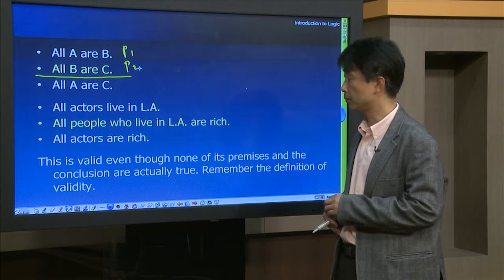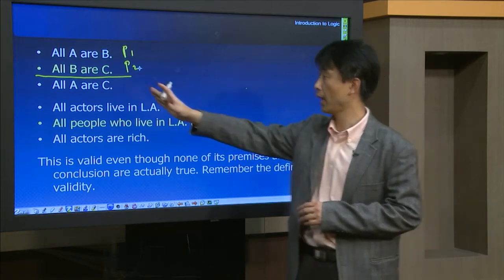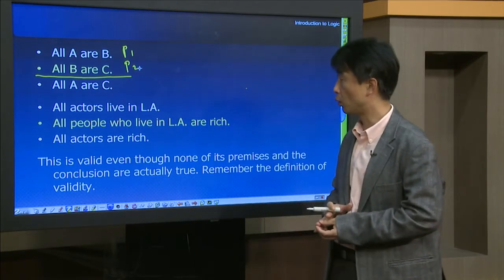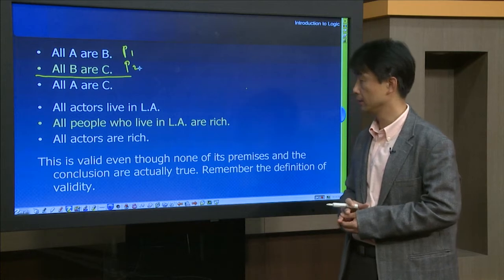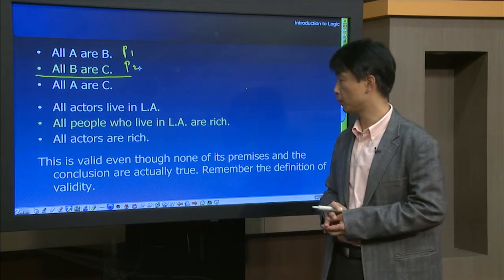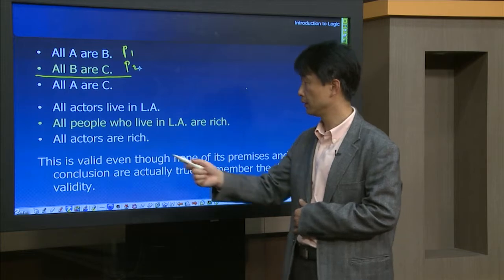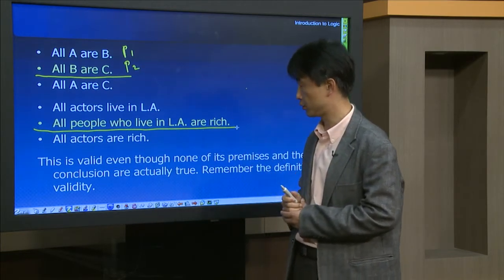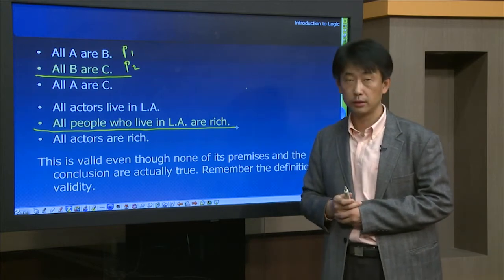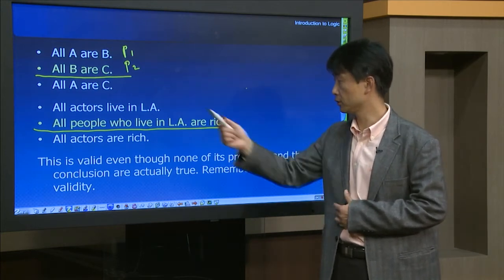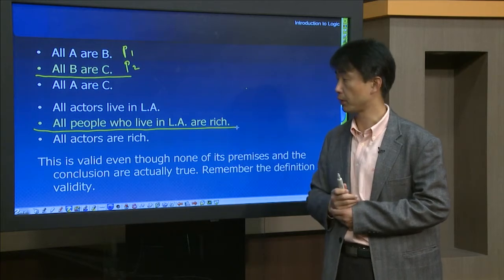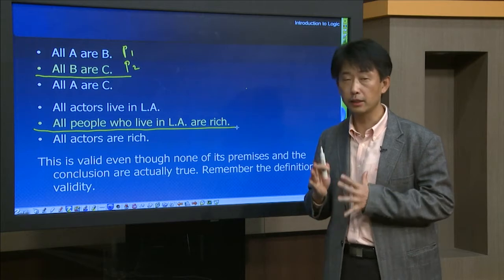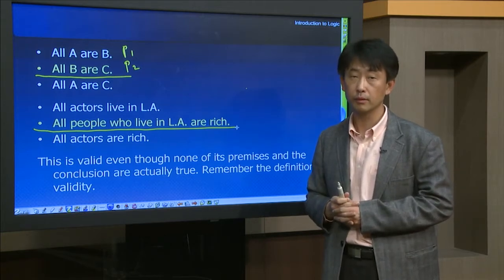An actual example of an argument that has this form is this. The argument says all actors live in LA. The second premise, all people who live in LA are rich. Therefore, the argument says the actors are rich. Notice that neither the first premise nor the second premise is actually true. But does that make this argument invalid? Not necessarily.